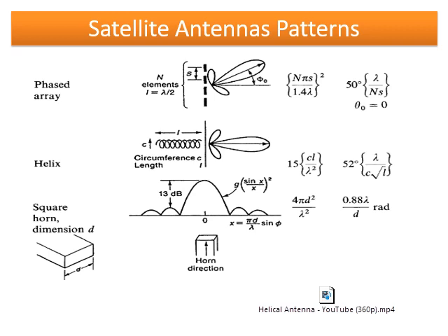Next is helix. It's a helical antenna. You have studied it earlier with 52 degrees as the half power beam width. A helix antenna produces a circularly polarized field, while a horn is generally used to produce linearly polarized fields. So next is the horn type of antenna.